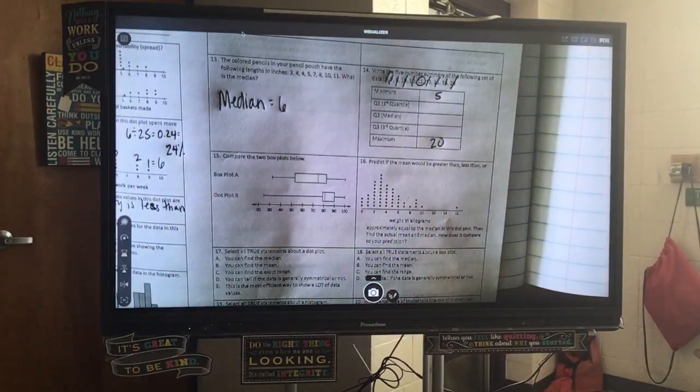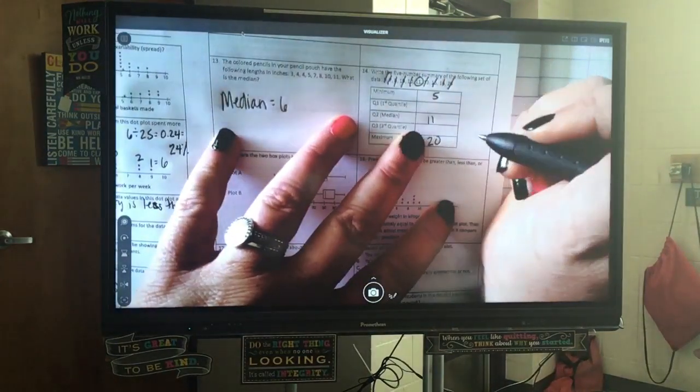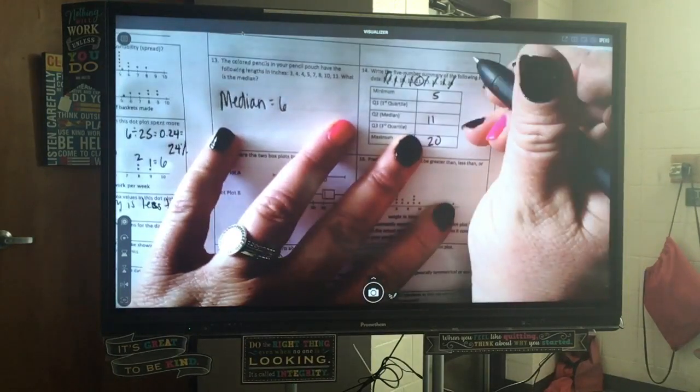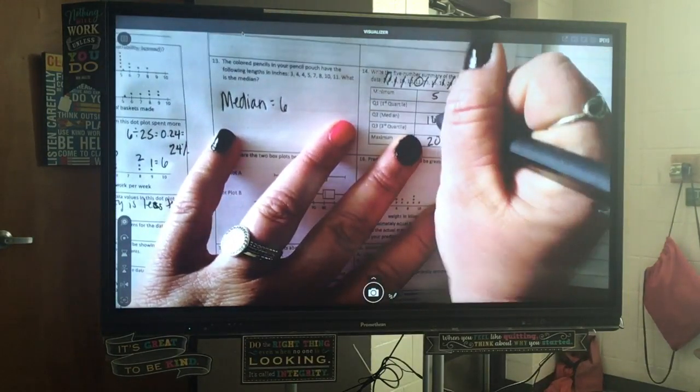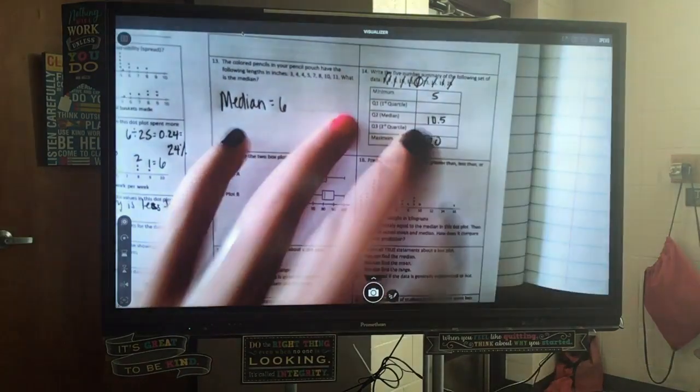Yes, sir. 11. You did 5 crosses on your left side. Oh no, it's 10.5. It's 10.5. That's what I had. Sorry. I had 10.5. Answer key has 10.5.